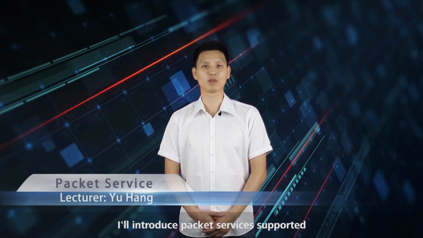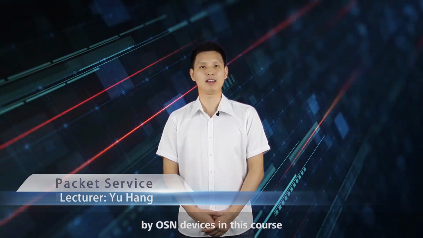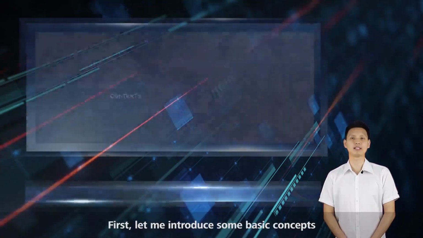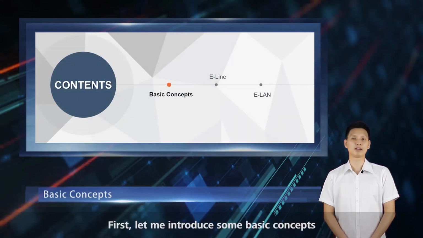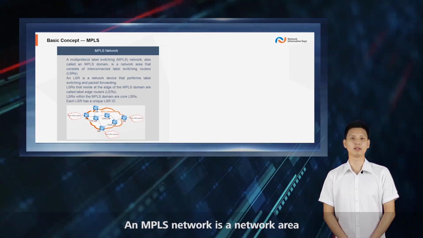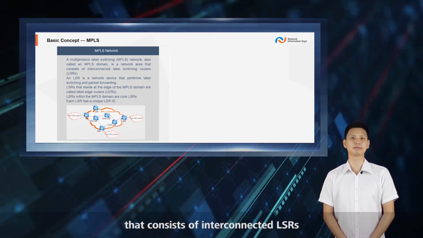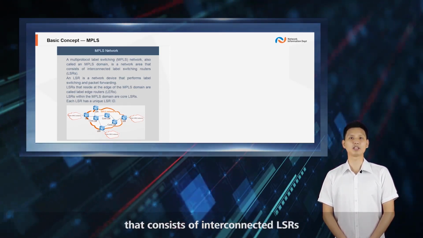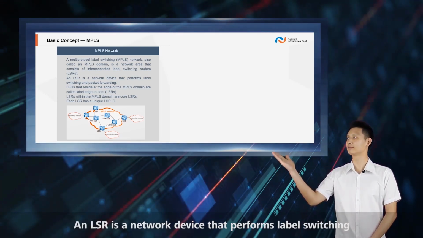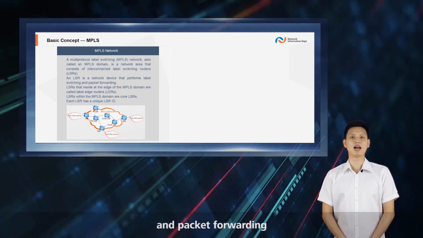I'll introduce packet services supported by OSN devices in this course. First, let me introduce some basic concepts. An MPLS network is a network area that consists of interconnected LSRs. An LSR is a network device that performs label switching and packet forwarding.